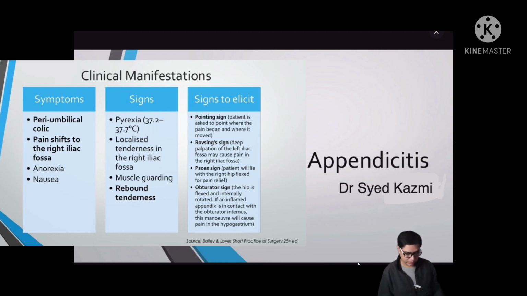So what signs to elicit? There are a few signs that help you in diagnosing acute appendicitis. The first one is the pointing sign. For the pointing sign, you ask the child where it hurts.